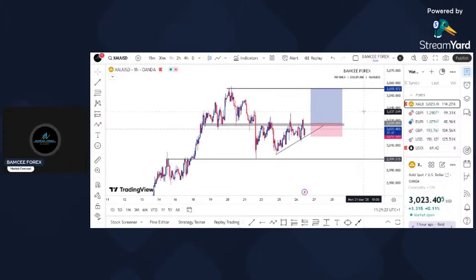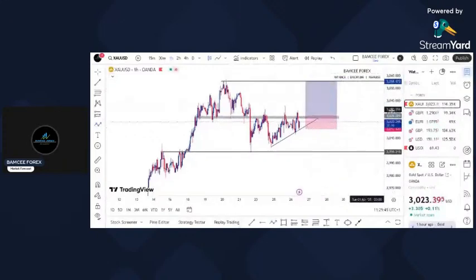Currently I can't jump in for a buy right now because the market is not giving me a confirmation yet. Why? Because I'm not seeing a chart pattern that will confirm this trade for me for a buy, and that is why I'm waiting for price to take out this particular zone and come back for a retest. Then we can look for a buy opportunity, and that's for good.